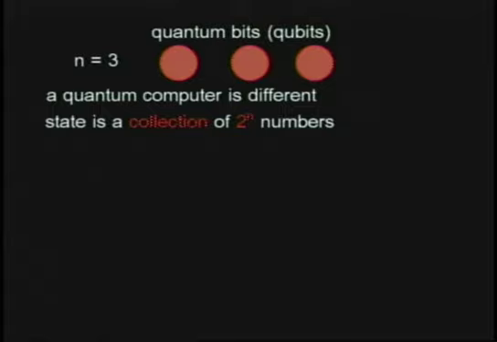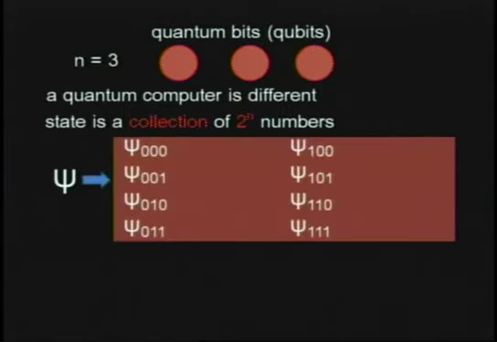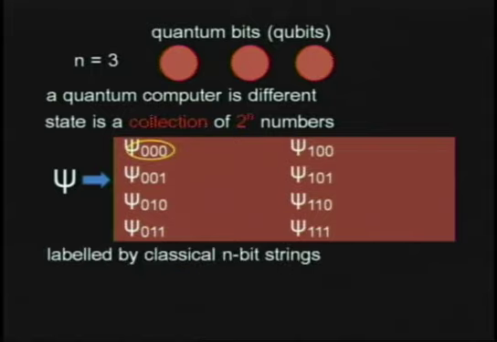A state is not just a single number, 0, 1, 0. Instead, it's a whole collection of many different numbers. That's what we mean to describe the state of a quantum computer. In fact, it's a collection of 2 to the n numbers, so it's going to be 8 in this 3-qubit case. A very conventional piece of notation is psi, a placeholder for those 8 numbers, and you'll see that I've labelled them by all of the classical 3-bit strings, 0, 0, 0, down through 1, 1, 1.